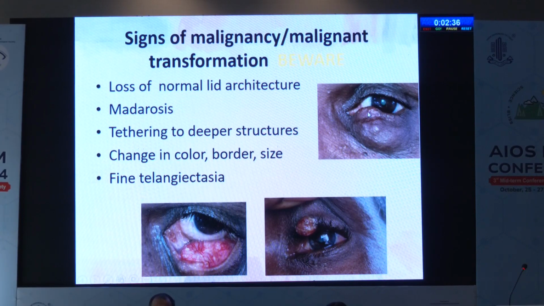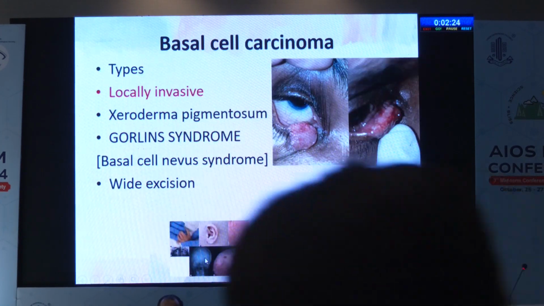Then if there's a loss of lashes or tethering to deeper structures, and then the ABCDE, where there's a change in the color, the border, or the size of the swelling, and then the fine telangiectasia, please keep in mind, we are probably dealing with malignancy.